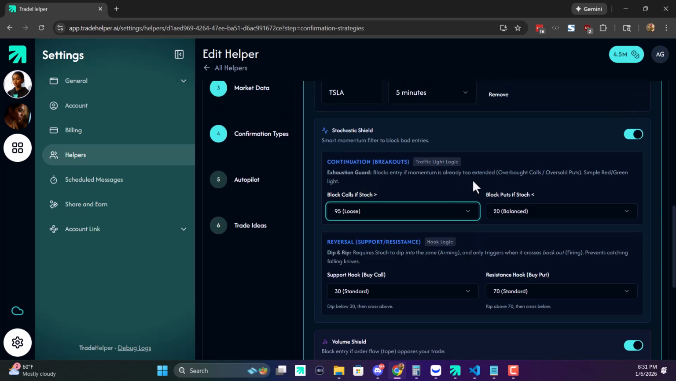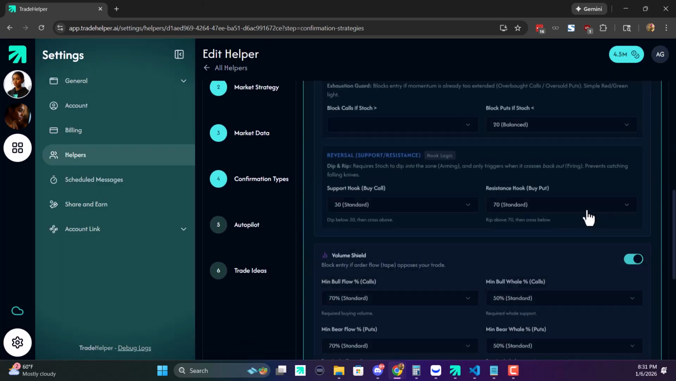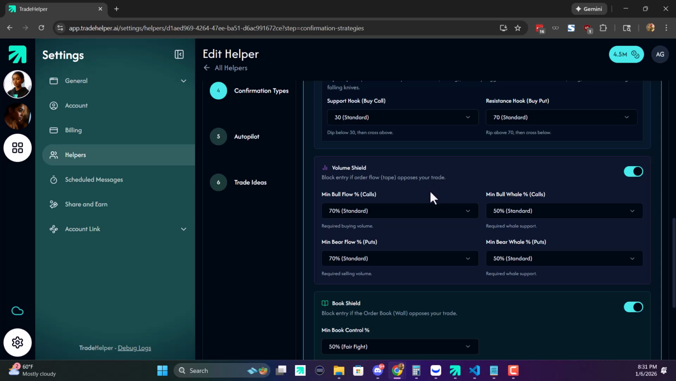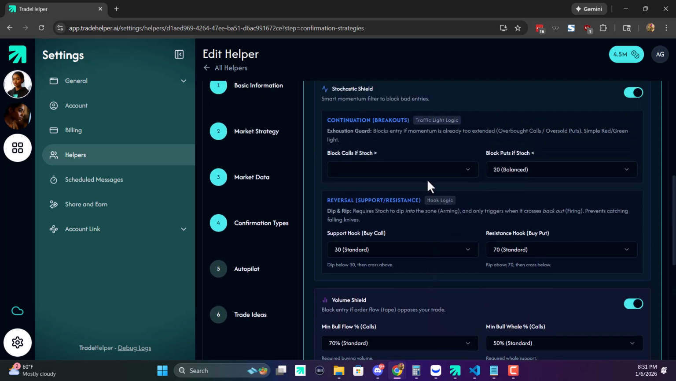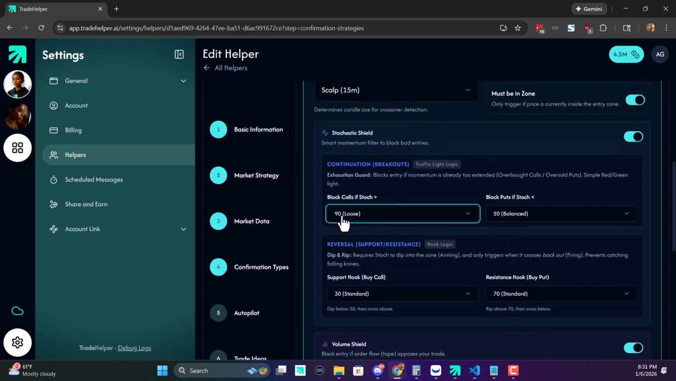I actually just recently changed what is considered the high of the stochastic shield. I've got to refresh the page, probably, and resave that. The reason why I did that is because 95 is too high. 95 is typically like the end result. It's like we're at the tail end. We don't ever want to buy in at 95.